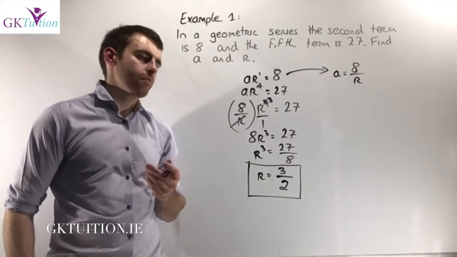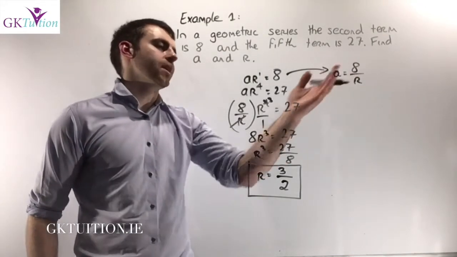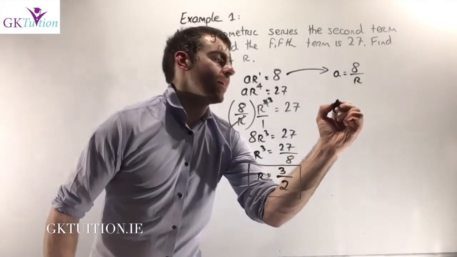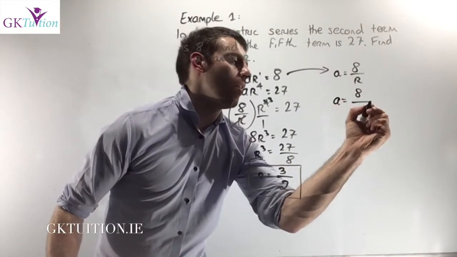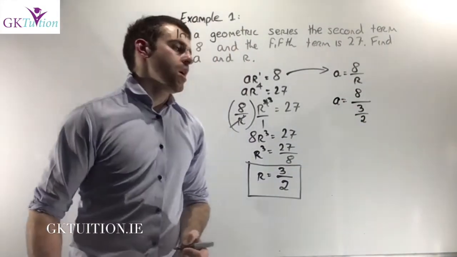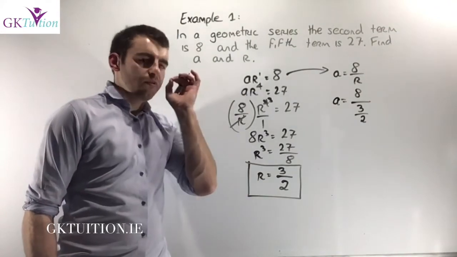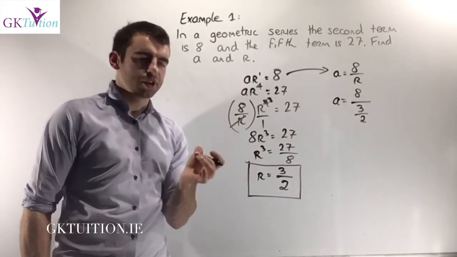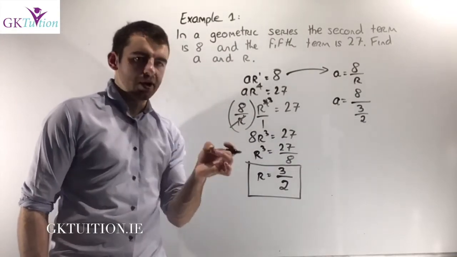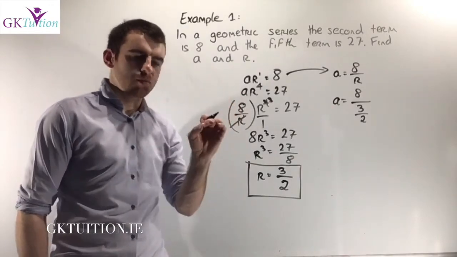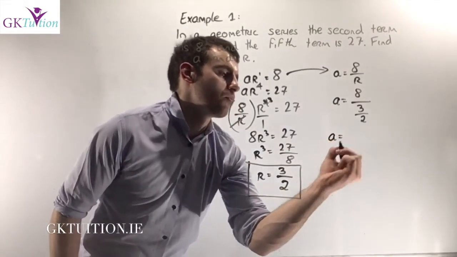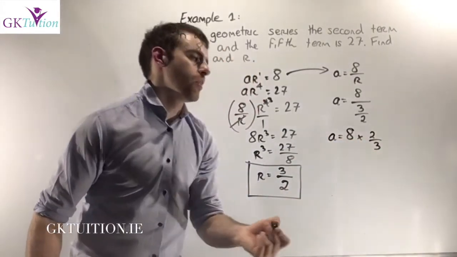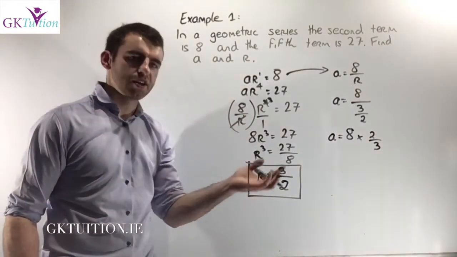Now that I have a value for r, I can sub back in and I can work out a value for a. Clearly the easiest thing to sub back into is this. I know that a is equal to 8 over r. But now that I know r, I can actually say that a is equal to 8 divided by 3 over 2. Now in maths, I would advise you to always avoid something like this. 8 divided by a fraction makes life much harder. Instead of dividing by 3 over 2, you can flip the fraction and multiply. 8 divided by 3 over 2 is the same as 8 multiplied by 2 over 3. You just flip, you get the reciprocal of the fraction and you multiply.